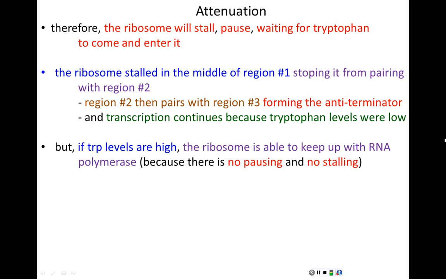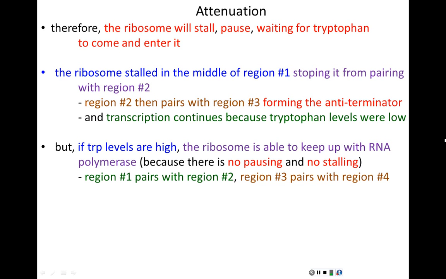It's going to encounter the start codon, it's going to add tryptophan onto the chain because those levels are high, and then the ribosome is going to fall off of the leader region because there's a stop codon. Since the ribosome is able to keep up with the RNA polymerase, there's no pausing, no stalling, no stopping of the ribosome on region 1.